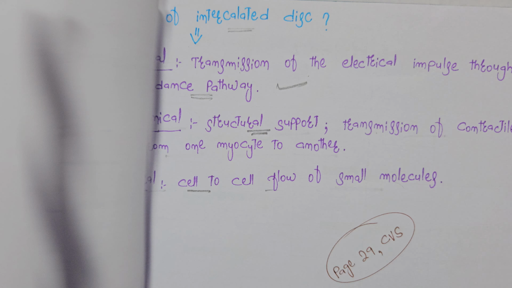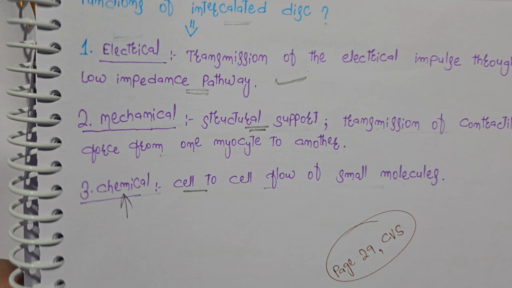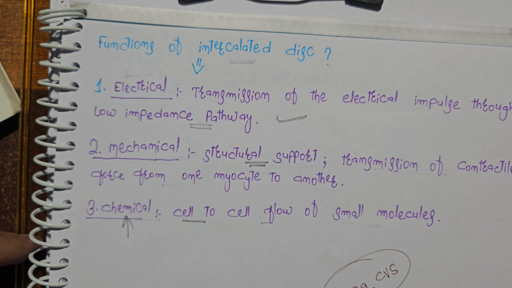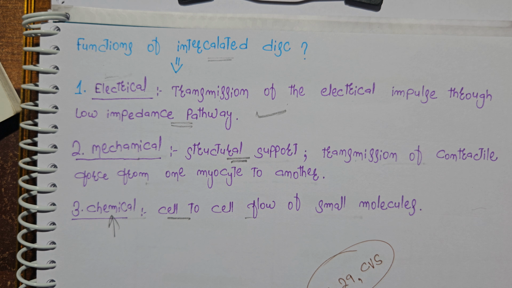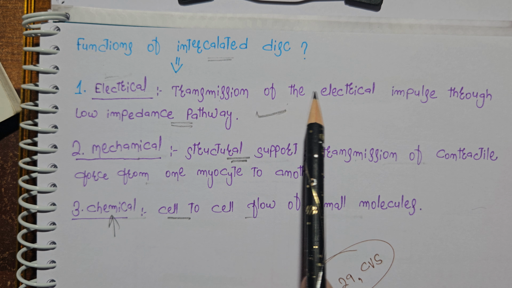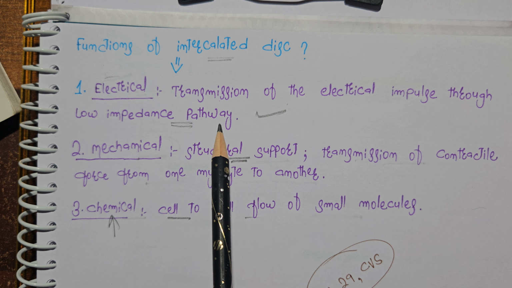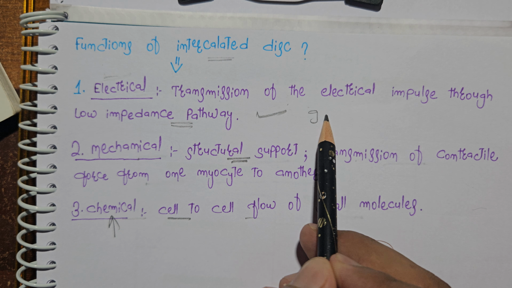Clearly, that form the intercalated disc. Now we have the functions of the intercalated disc. We studied these three functions as well. Electrical function. What is the electrical function? Transmission of the electrical impulse through a low impedance pathway. It was the function of gap junctions.